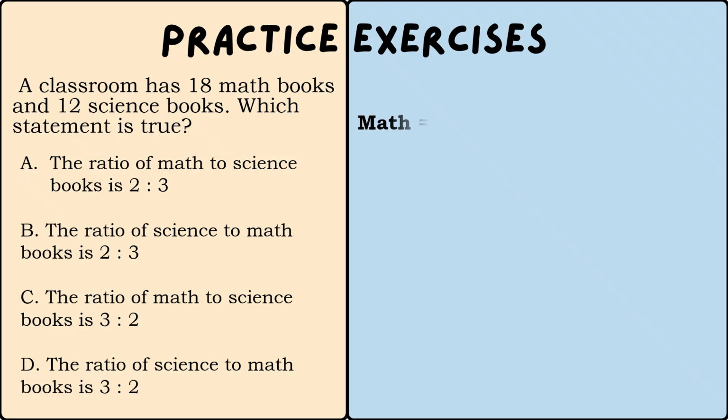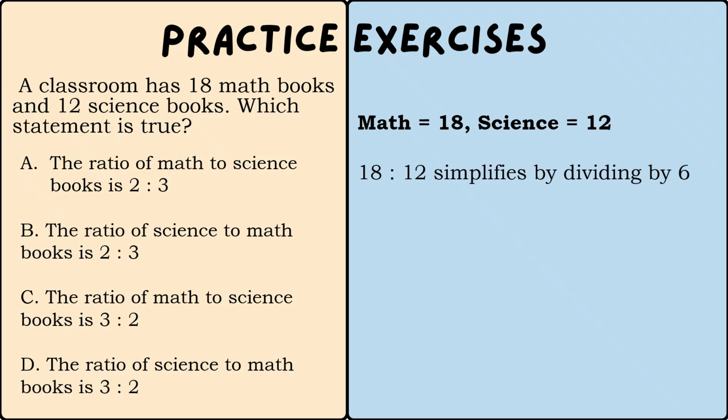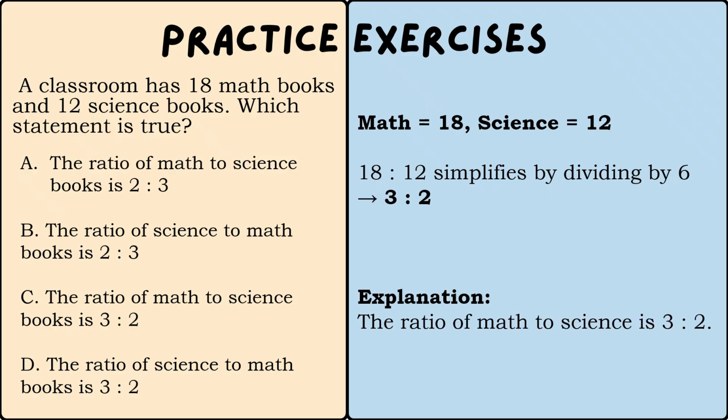Alright, let's find out. So math is equal to 18 and science is equal to 12. So our ratio is 18 is to 12. Then let's simplify by dividing by 6. So the ratio of math to science is 3 is to 2. And that is letter C.